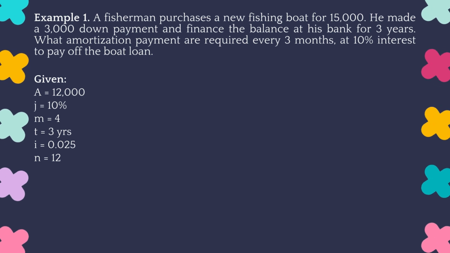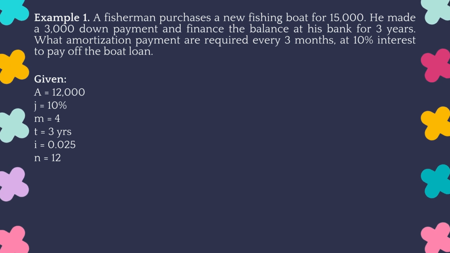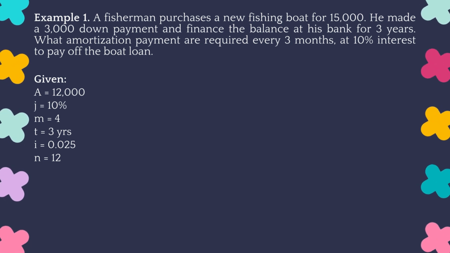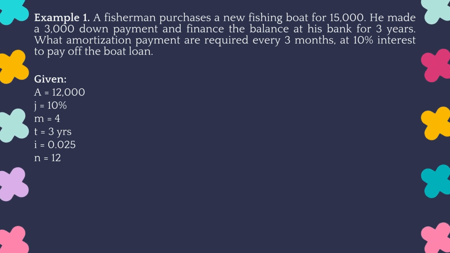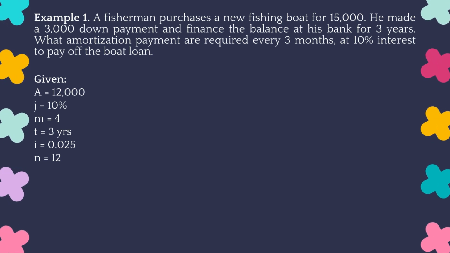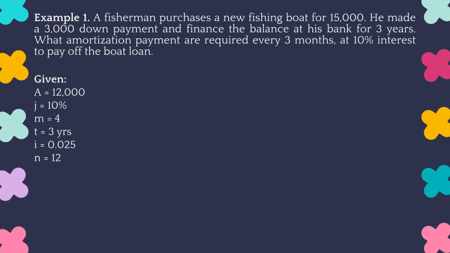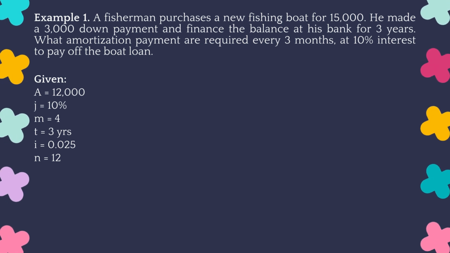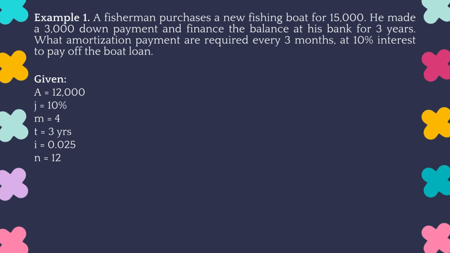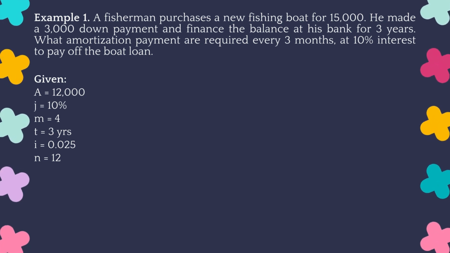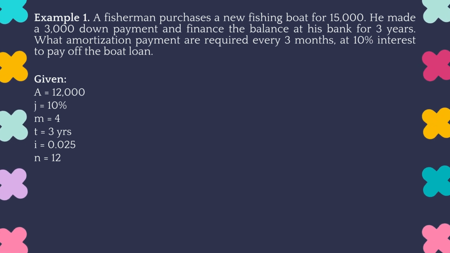So example number 1. A fisherman purchases a new fishing boat for 15,000. He made a 3,000 down payment and financed the balance at his bank for 3 years. What amortization payment are required every 3 months at 10% interest to pay off the boat loan? So given A equals 15,000 minus 3,000 equals 12,000. J is equal for the interest rate. That would be 10%. M is equal to 4. Compounded quarterly. Time is equal to 3 years.